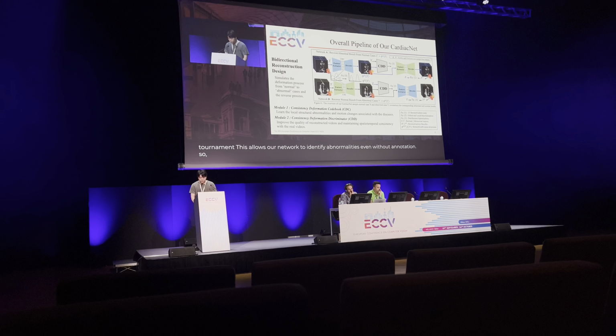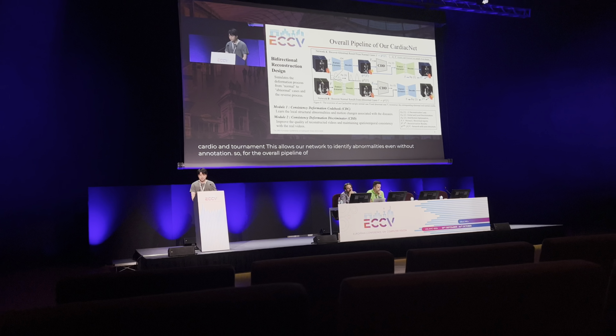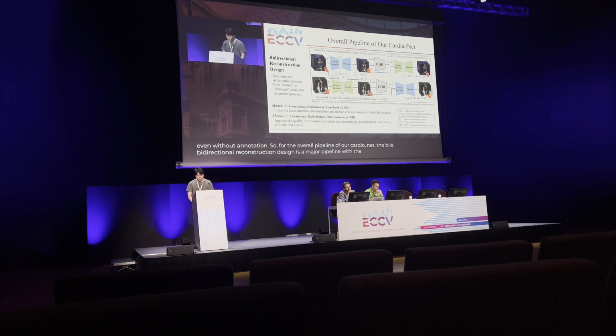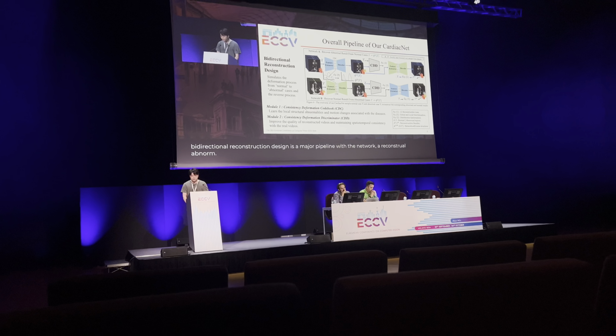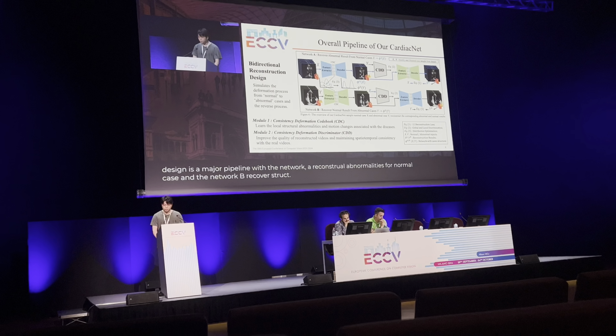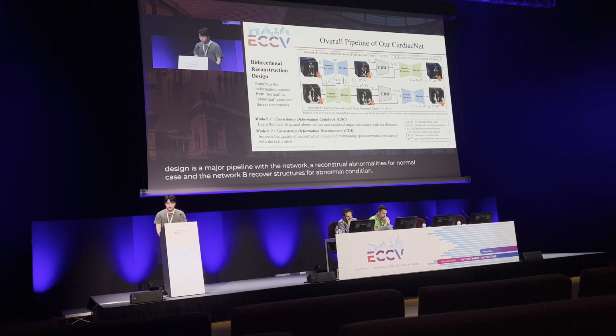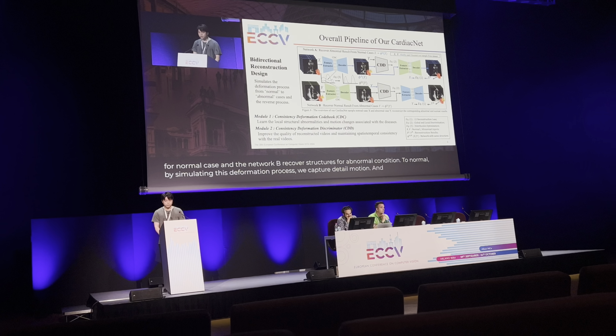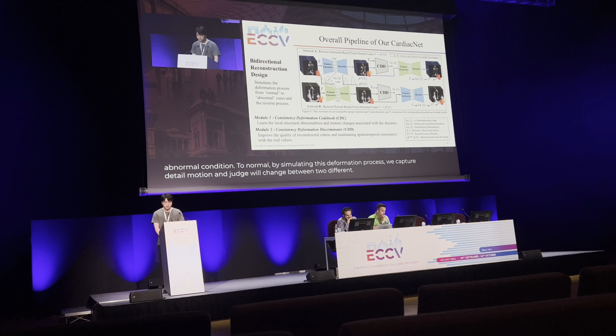So, for the overall pipeline of our CardiacNet, the bidirectional reconstruction design is the major pipeline. With network A, we reconstruct abnormalities from normal cases, and network B recovers structures from abnormal conditions to normal. By simulating this deformation process, we capture detailed motion and structural change between the two different groups.